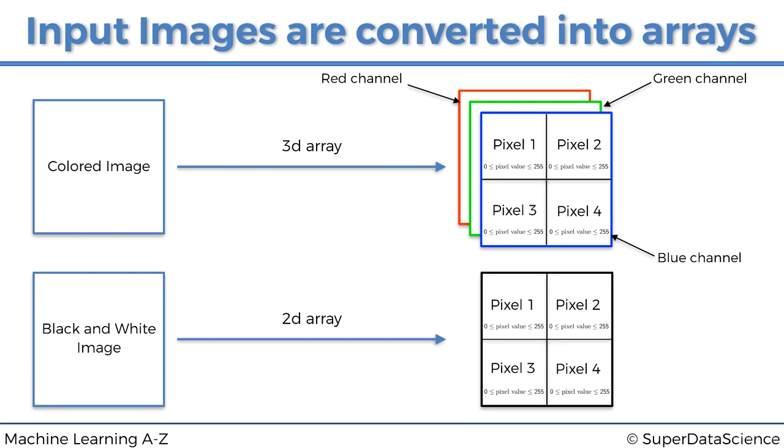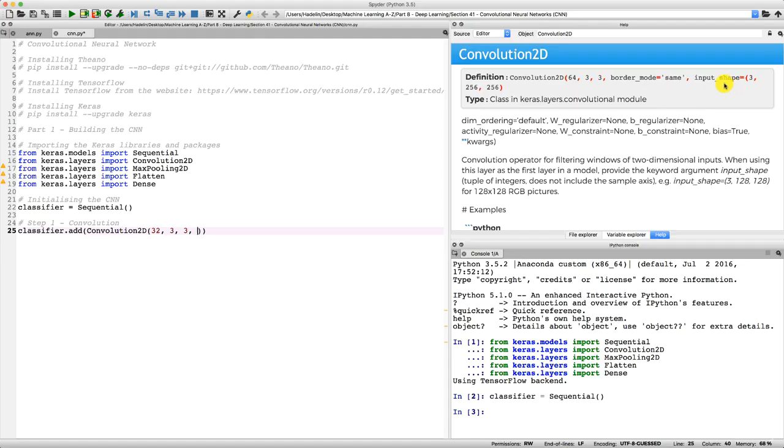So here, since we are working with colored images, our images will be converted into 3D arrays during the image preprocessing part. And what is this 3D array basically? Well, it is composed of 3 channels, each channel corresponding to one color: blue, green, or red. And each channel corresponds to one 2D array that contains the pixels of our images. And therefore, if we go back to Spyder, we see that input shape has 3 arguments: 3, 256, 256.